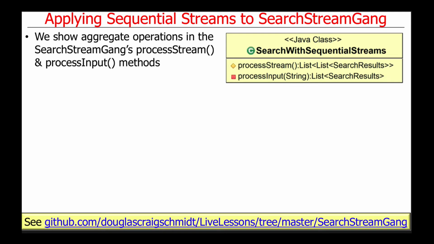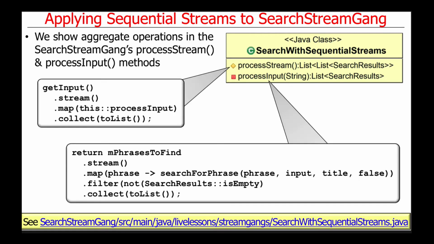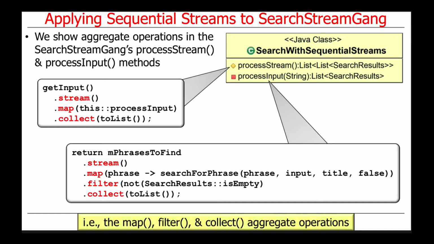There's a particular class here, which you could find if you went to the release. It's called search with sequential streams, and it's got two methods, process stream and process input. These are methods that I wrote, of course, and they demonstrate a bunch of streams features. In particular, as you'll see, they demonstrate the stream factory method, the map, collect, and filter methods, and show how all these aggregate operations actually get used.